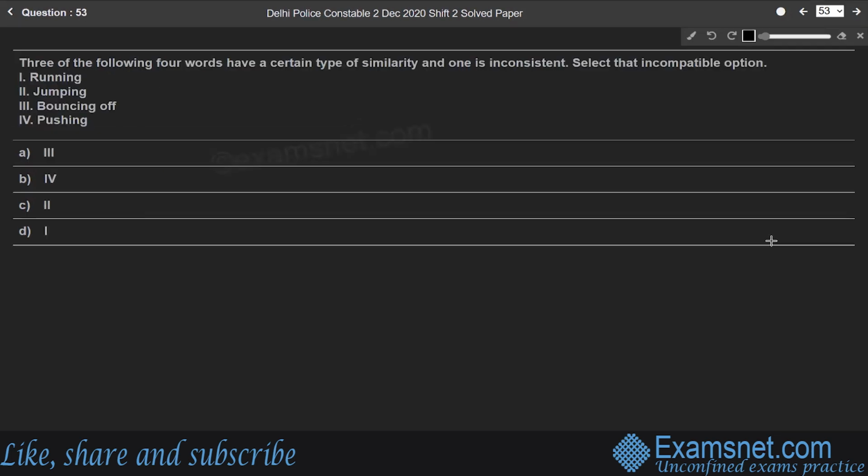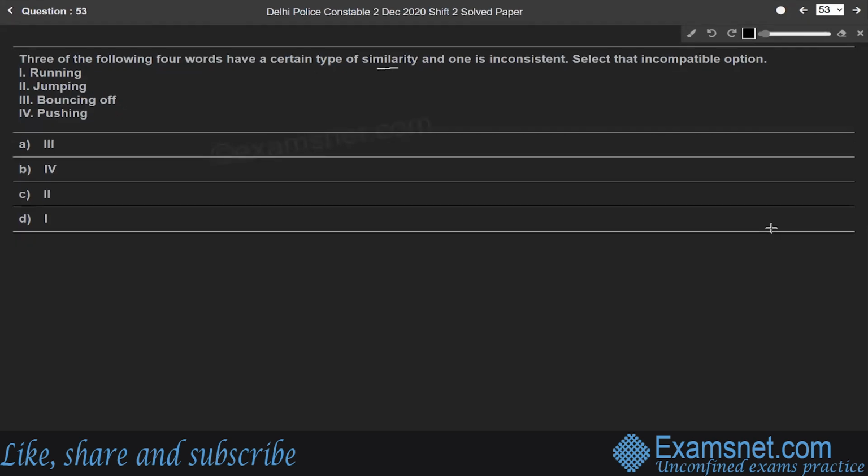Question 53. 3 of the following 4 words have a certain type of similarity and one is inconsistent. Select the incompatible option. Here, running, jumping, bouncing off, and pushing. Running, jumping, and bouncing off, all these actions are done with the help of legs, whereas pushing is done with the help of hands. Hence, pushing is the odd one. Hence, the fourth one, that is option B.